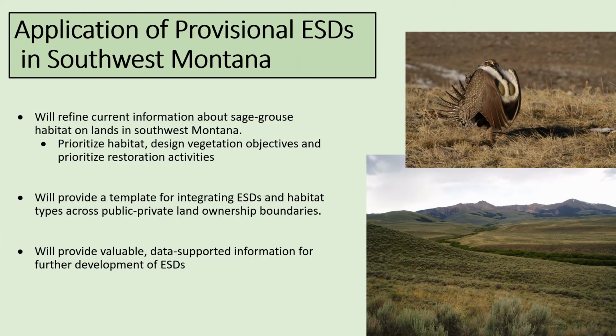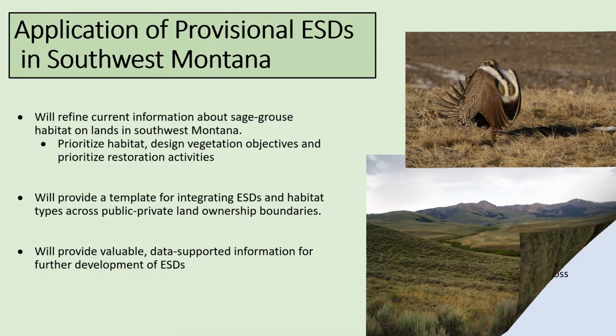There are three applications of our preliminary ESD concept papers: to refine current information about sage-grouse habitat on lands in southwest Montana, to provide a template for integrating ESDs and habitat types across public-private land ownership boundaries, and to provide data-supported information for further development of ESDs.